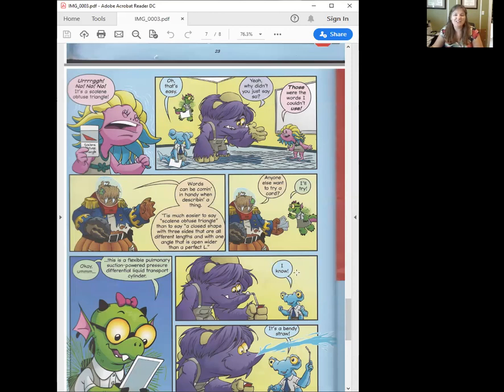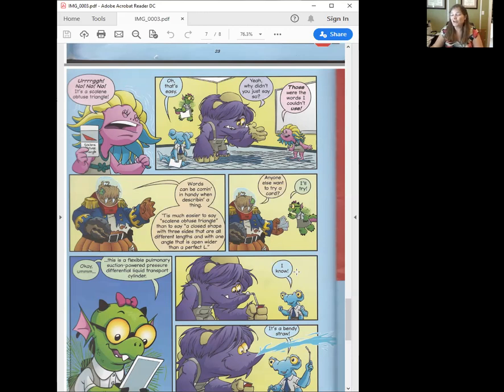Wouldn't it have been easier to just give it a name? Oh, that's easy. Yeah, why didn't you just say so? Those were the words I couldn't use. Words can be coming in handy when describing a thing. 'Tis much easier to say scalene obtuse triangle than to say a closed shape with 3 sides that are all different lengths and with 1 angle that is open wider than a perfect L.